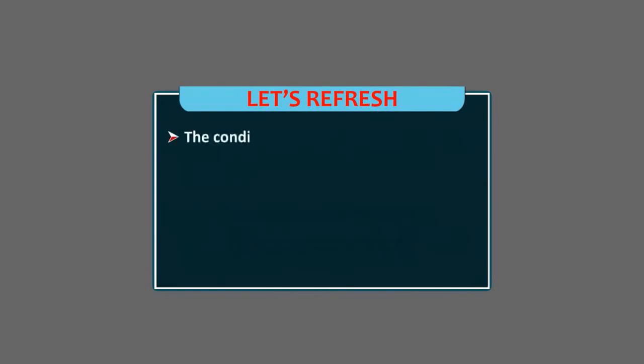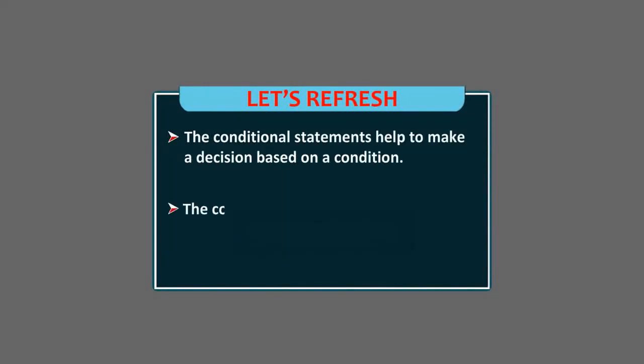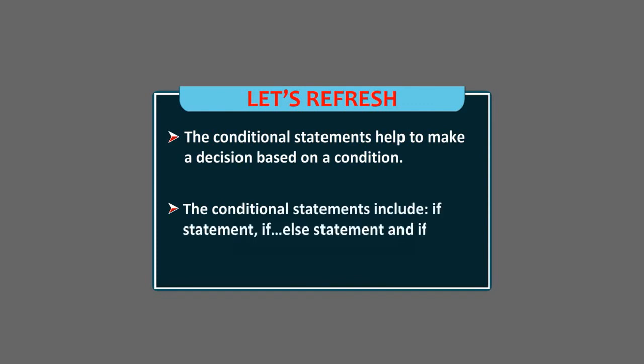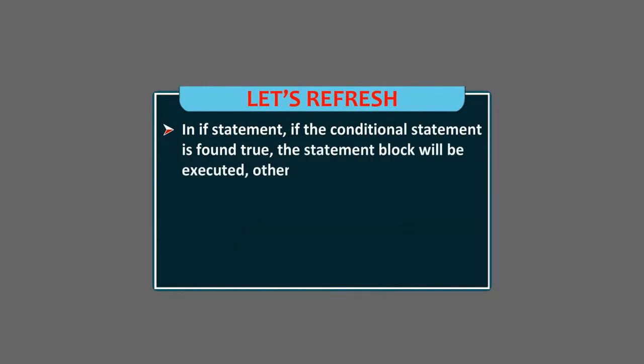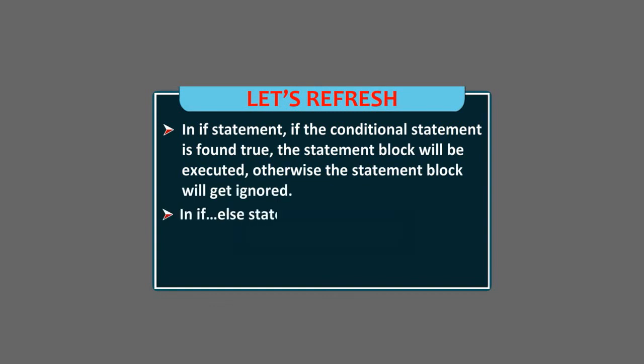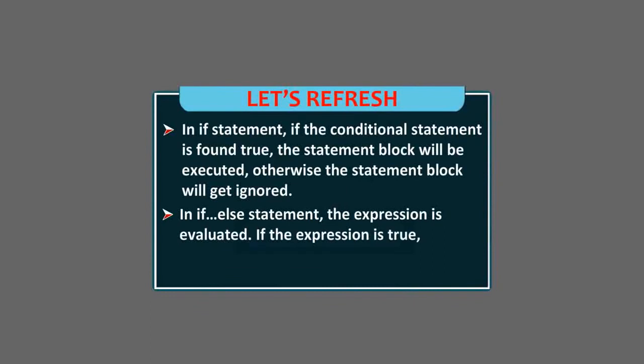The conditional statements help to make a decision based on a condition. The conditional statements include the if statement, if-else statement, and if-elif statement. In the if statement, if the condition is found true, the statement block will be executed. Otherwise, the statement block will get ignored. In the if-else statement, the expression is evaluated. If the expression is true, then the if block is executed. Otherwise, the else block is executed.